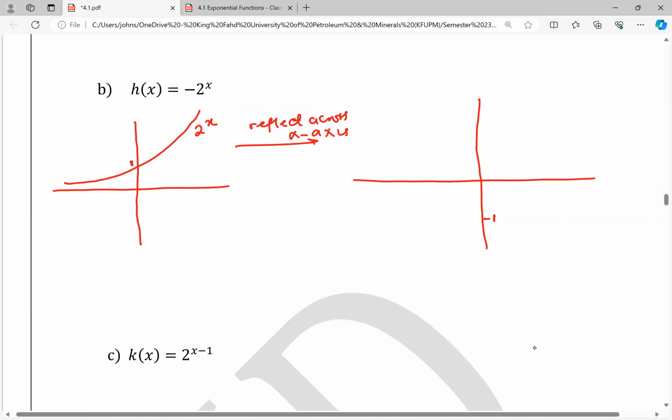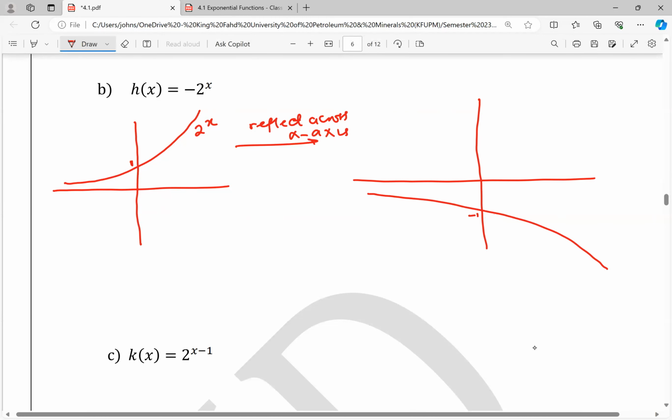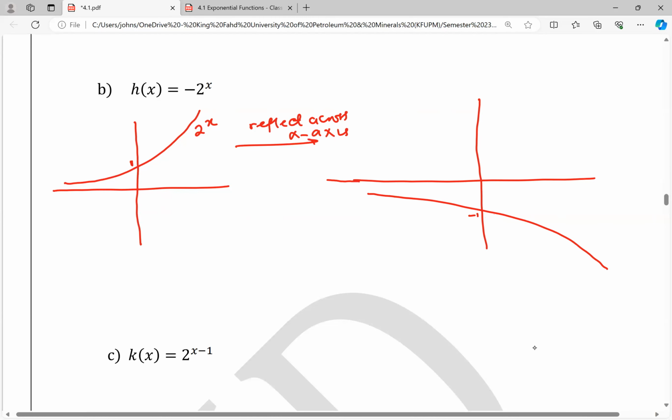So it will cut. The cutting point, the intercept here, is -1. But you see in this case, what happened? The horizontal asymptote will still remain the same. So this is it. We're done.